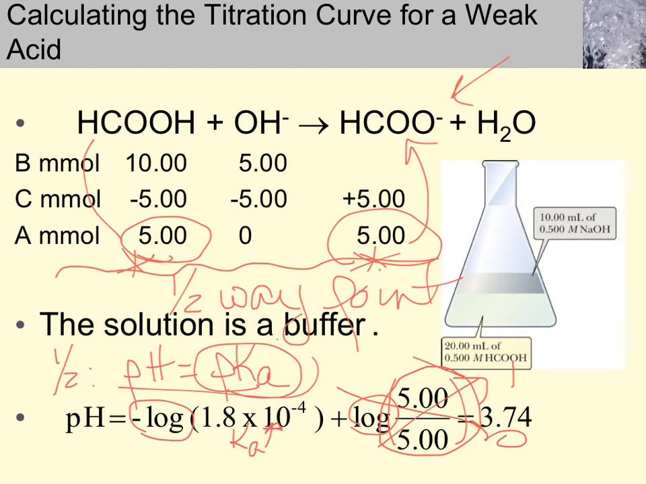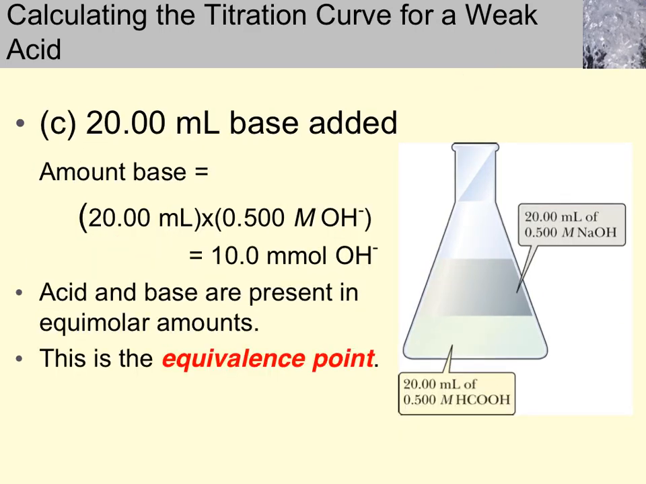So at this point, after 10 milliliters, I think, of base was added, the pH is 3.74 instead of 2 something. So it's going up as you would expect because you're adding base. All right, so here we go again. After we've added 20 milliliters of the hydroxide, again, please try to do this on your own. So turn me off and then turn it back on.